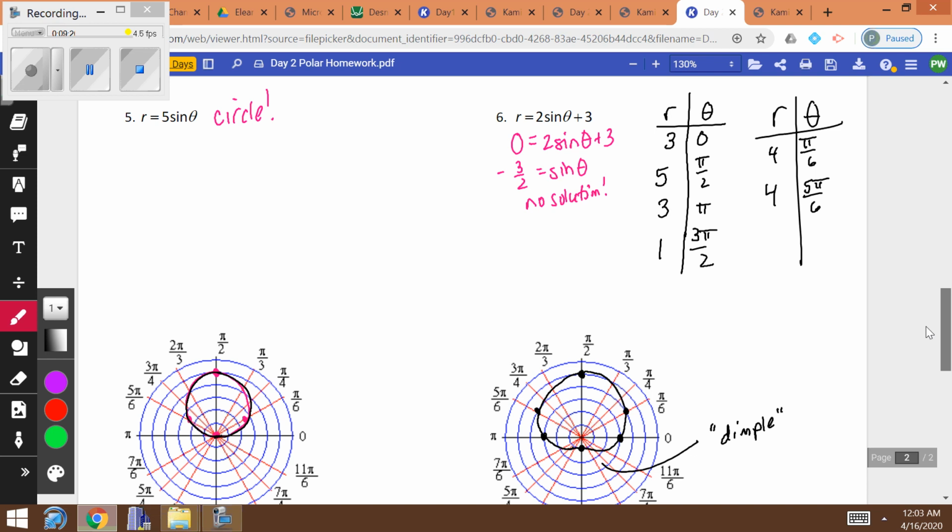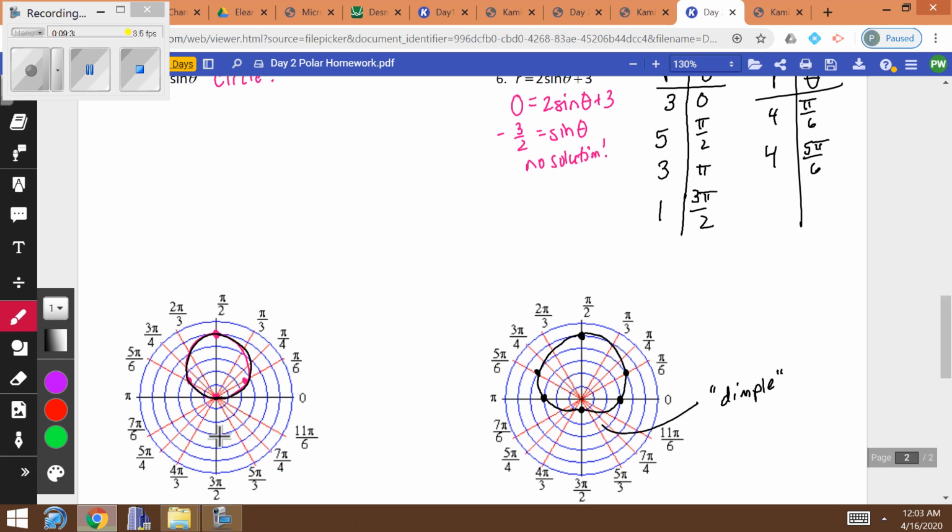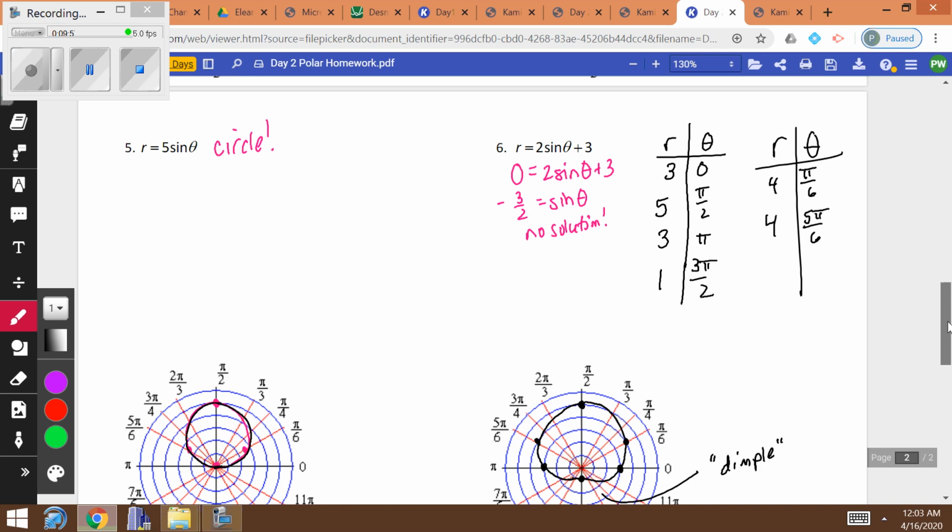Number 5, once again, is a circle. You'll notice I didn't really do any work for that. I did it all in my head. I did still think through those points. But because we know it's a sine, we know it's symmetric to our vertical axis. It didn't have any pluses or minuses, so we knew really that our furthest point away from the pole is at 5. And again, it's our circle. I picked our pi over 6s because we know that's where it's a half. So 5 times a half would give us 2.5 at those points, and that's how I got the shape of that circle.